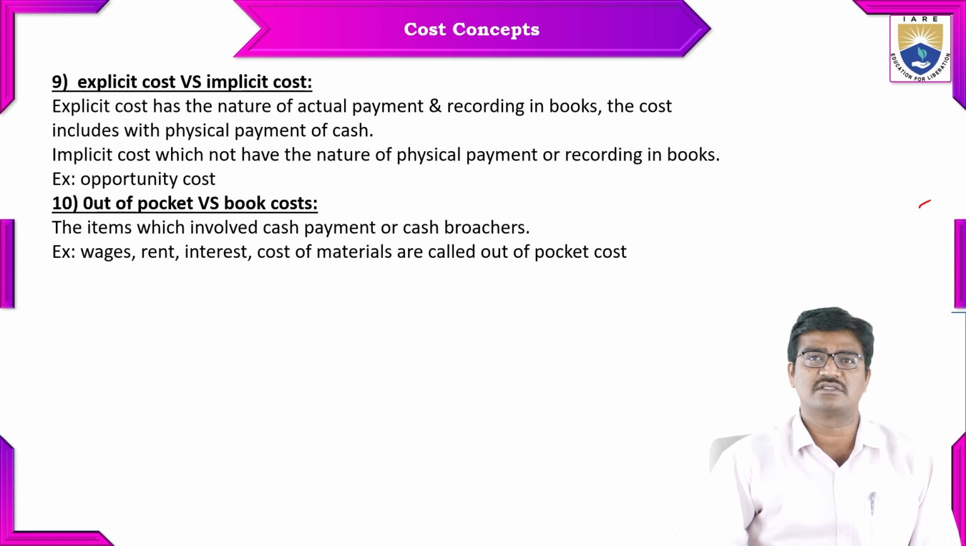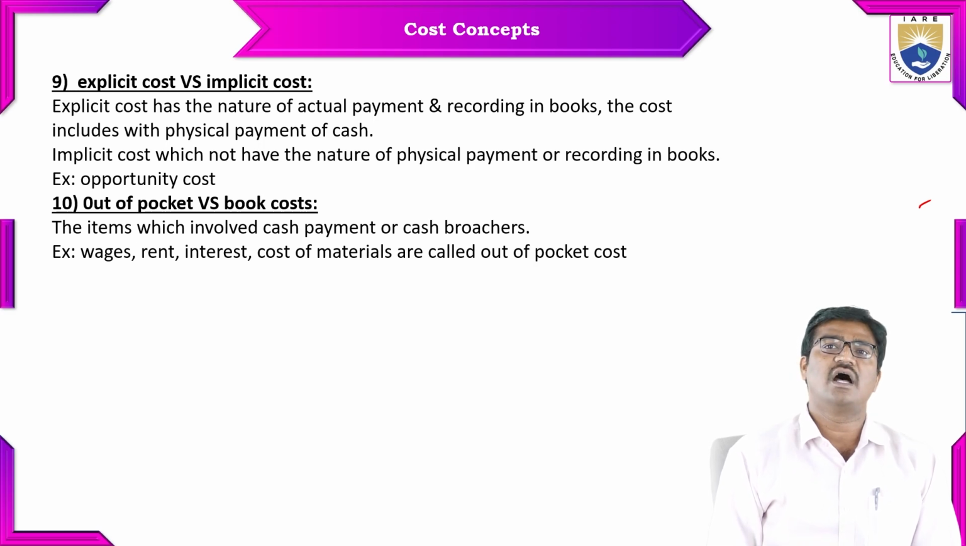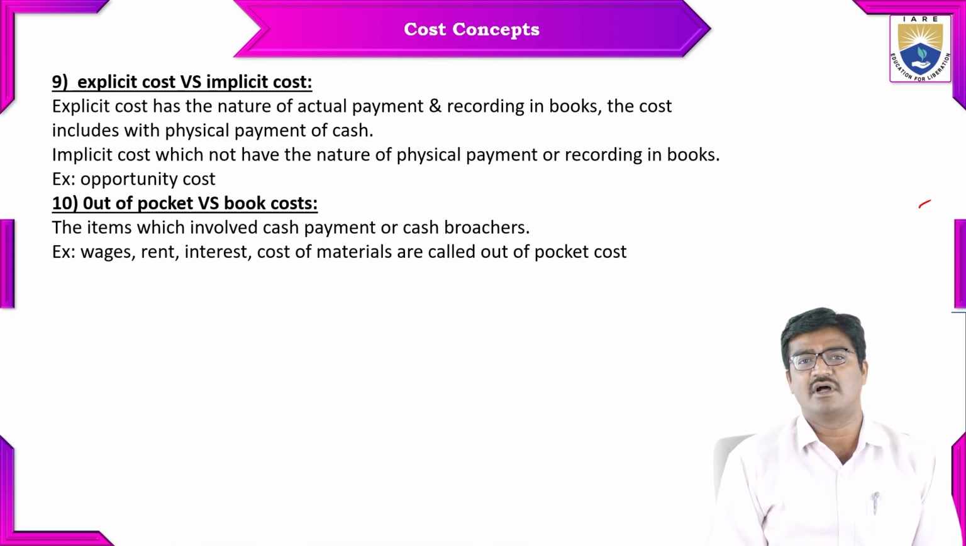So these are called explicit costs. And implicit cost: if any cost does not have these two features, that is called opportunity cost. Either you could not record it in books of accounts and you could not make a physical payment, and in that situation this is called implicit cost.